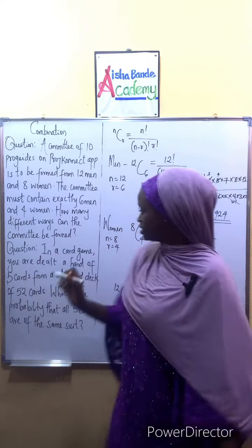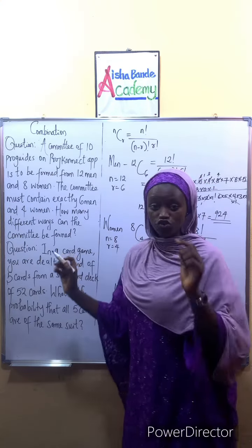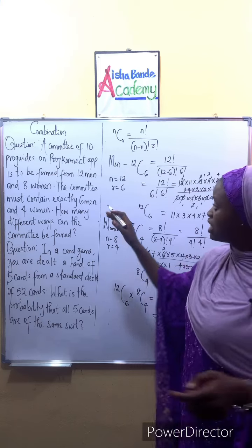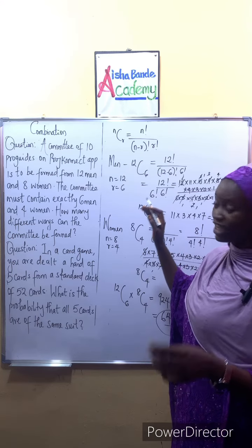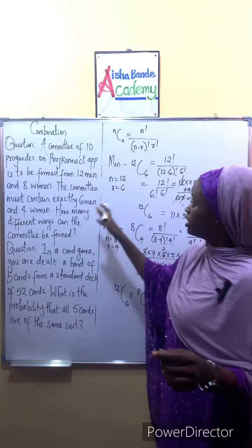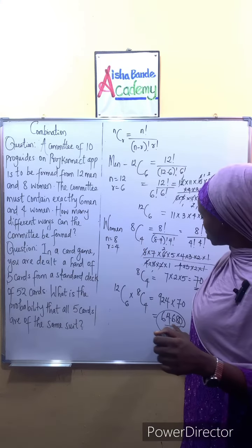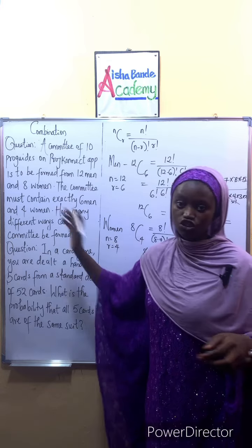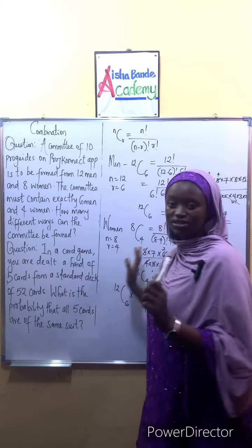So what it means is that the number of different ways that a committee of 10 programs on Plush Connect app can be formed is 64,680 times, given the conditions from the question. So this is just as simple as that.